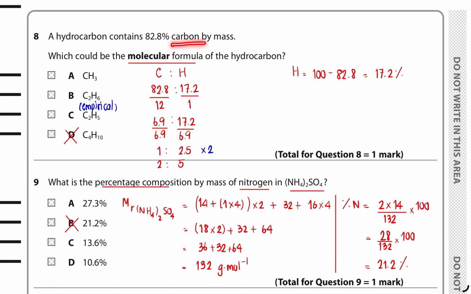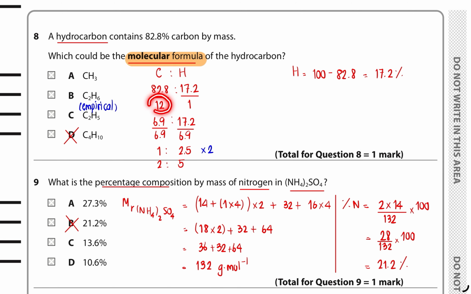82.8% carbon by mass. Which could be the molecular formula of the hydrocarbon? So we have carbon and the rest will be hydrogen because it is a hydrocarbon compound. Now we have to find the percentage of hydrogen, which will be equal to 100 minus 82.8%. So it is equal to 17.2%. So we have 82.8 and 17.2.